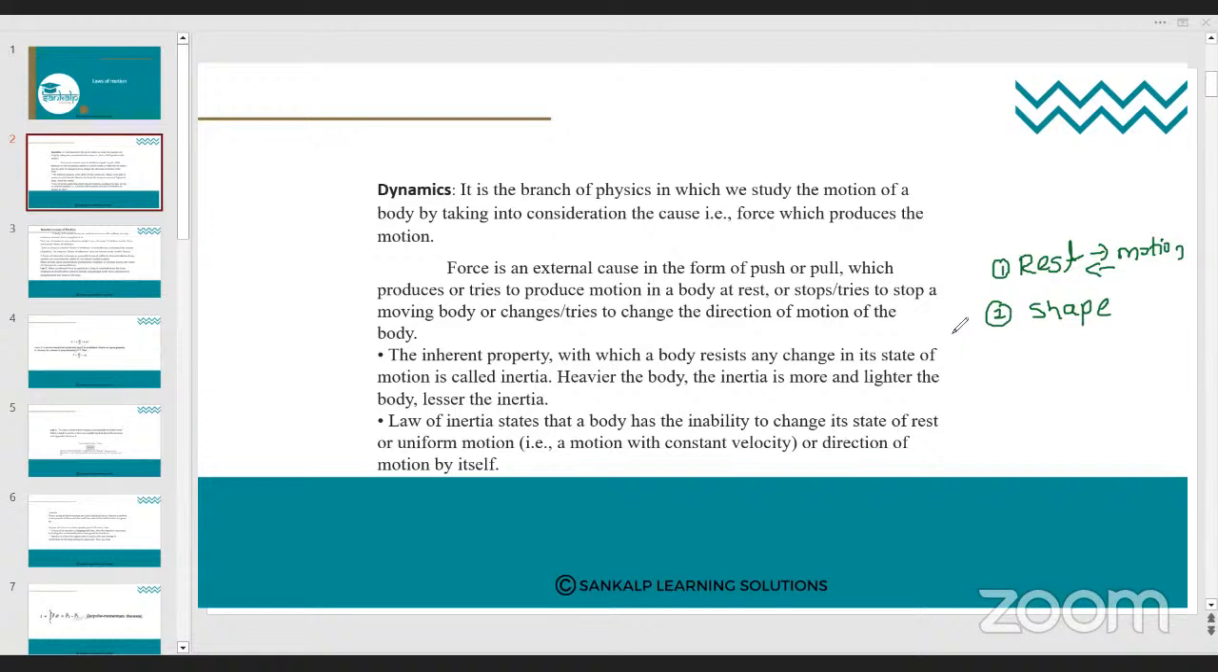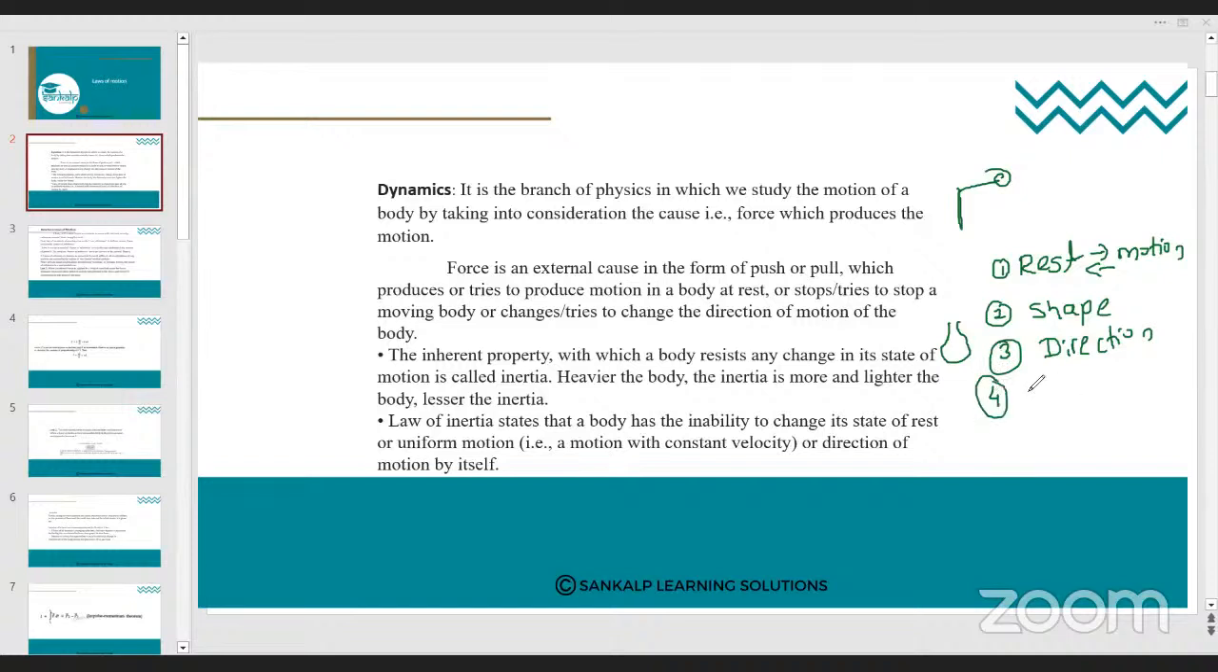For example, if you consider the balloon, when you blow this balloon, the shape of the balloon can be changed here. Correct. Third point is direction of the body also can be changed. For example, imagine a cricket game, when the ball is hit by the bat, in which direction you are turning your bat, in that direction the ball will move. Correct. So direction of the body can be changed.